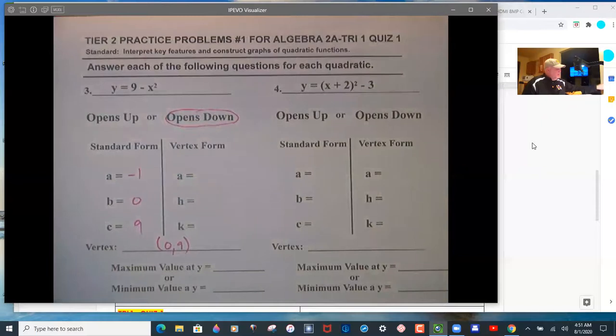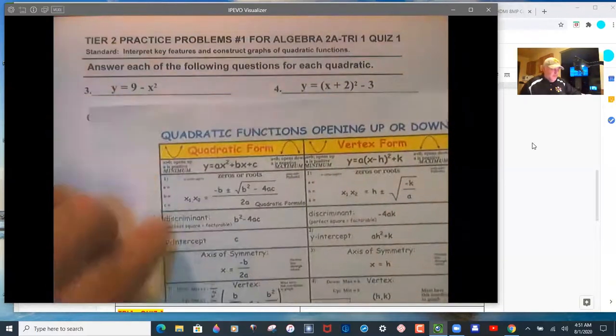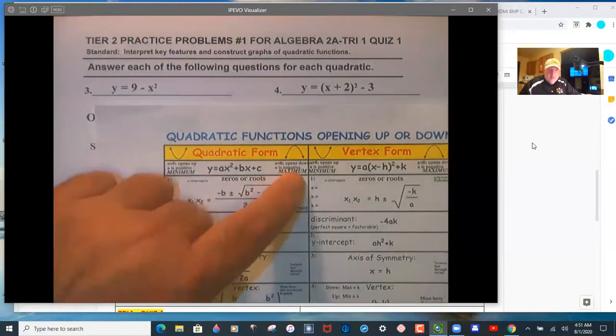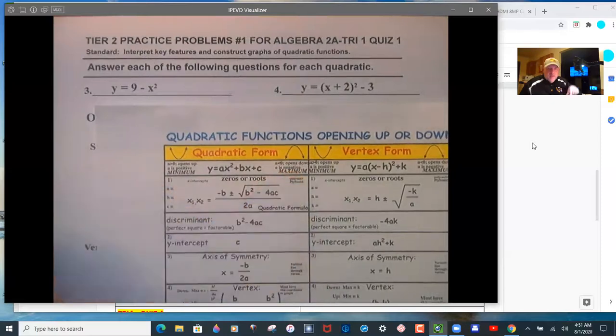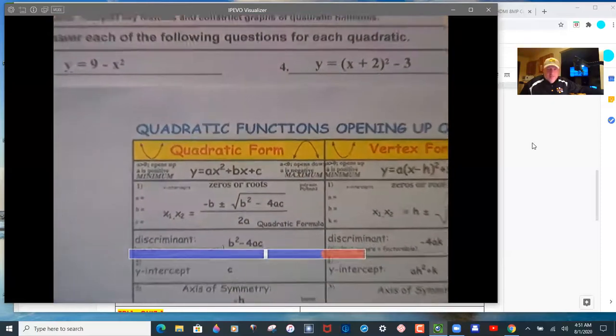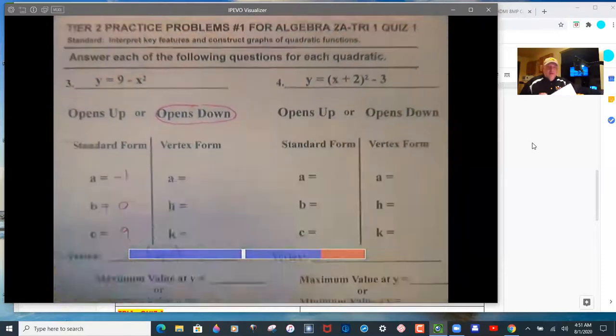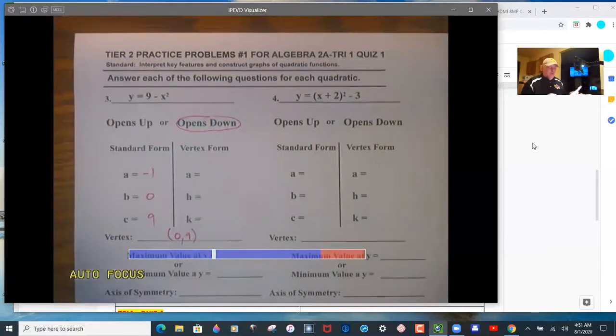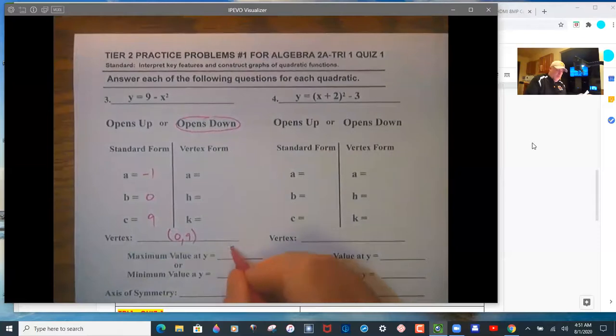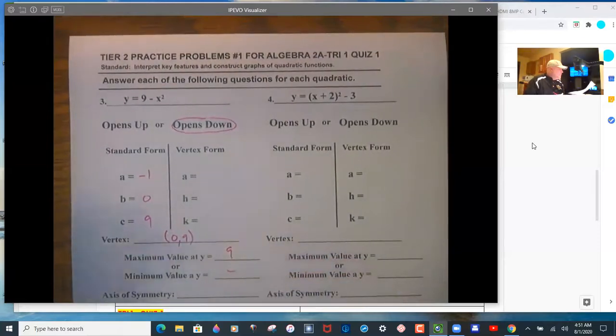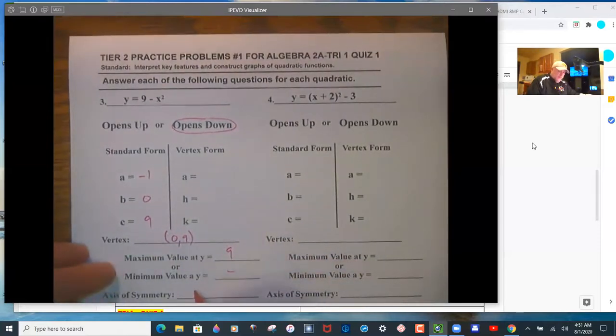You do need to spend a little time looking at this. It's a little bit scrunched, but here it is. It opens down. A is negative. That means there's a maximum. I can really zoom in there. Okay, so you need to spend some time looking at that to help you. So we have a maximum at y equals 9. Axis of symmetry, that's 0.